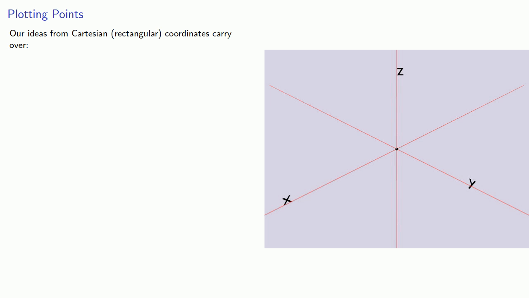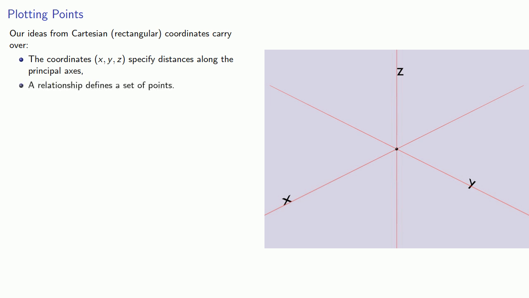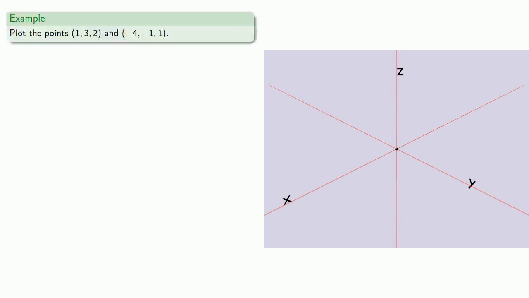All our ideas from Cartesian rectangular coordinates carry over, so the coordinates x, y, z specify distances along or parallel to the principal axes, and a relationship defines a set of points. So, for example, if we want to plot the points (1, 3, 2) and (-4, -1, 1), for the first, we'll go out 1 along the x-axis, and if we're looking from the viewpoint of the first octant, positive x means towards us.